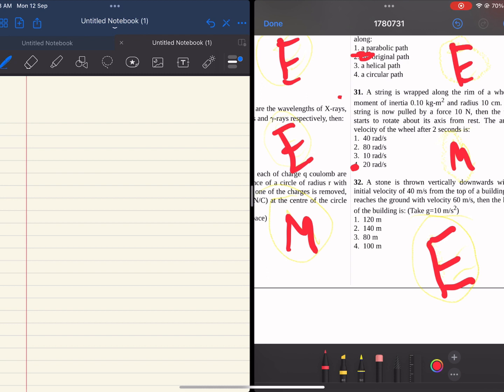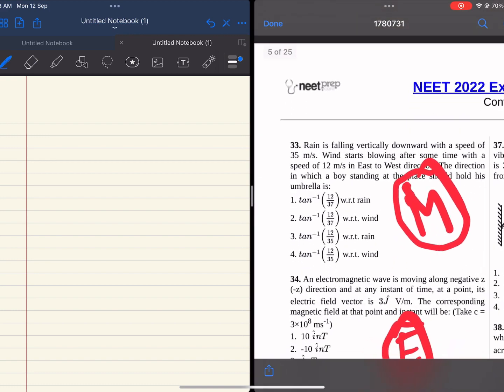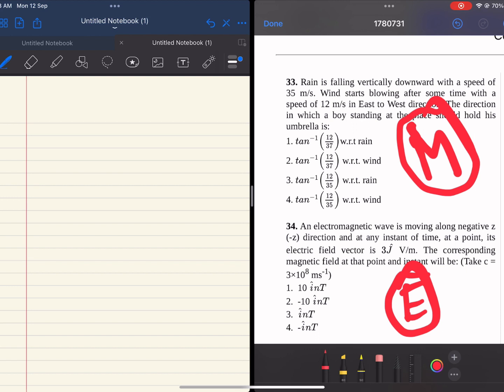Now moving on to the 33rd question. Rain is falling vertically downward with a speed of 35 meters per second. Wind starts blowing after some time with the speed of 12 meters per second in the east-west direction. In which direction should the boy standing hold an umbrella? Rain is falling vertically downward with speed 35 meters per second. Let me take this as the north, south, west, east direction.